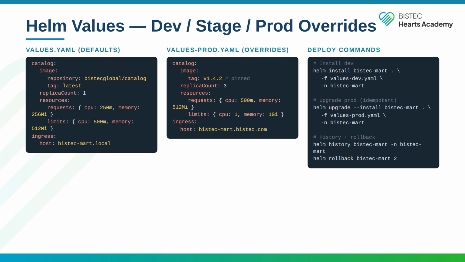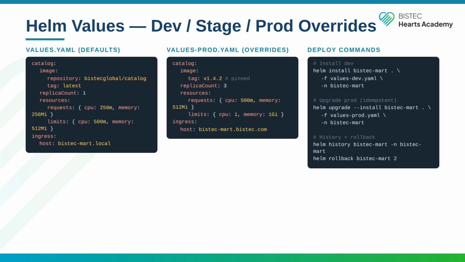Three deploy patterns you will use constantly. helm install for first-time installation. helm upgrade --install for CI pipelines. It is idempotent, installing if the release does not exist and upgrading if it does. And helm rollback when a release needs to be reversed.